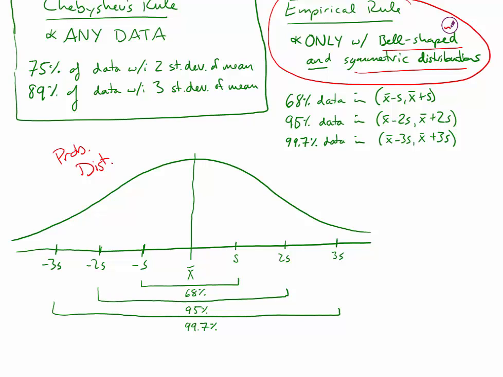But what that states is that within one standard deviation of the mean, so from here to here, 68% of our data would lie in this region.